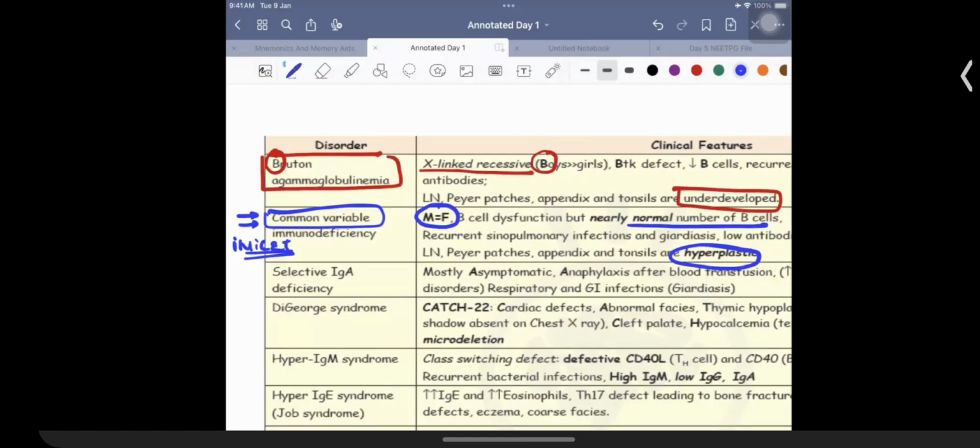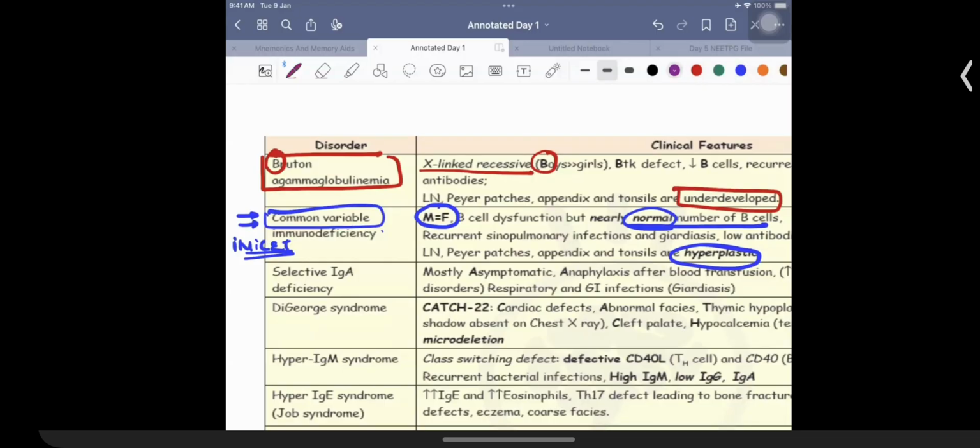Common variable, common means common, it doesn't discriminate. No discrimination between boys and girls. No masculinism, no feminism. It is going to be having nearly normal number of B cells, and it is also going to be having hyperplasia of the areas of the lymphoid tissue, like the Peyer's patches, like the lymph nodes, like the tonsils.